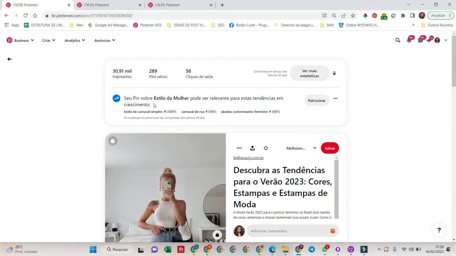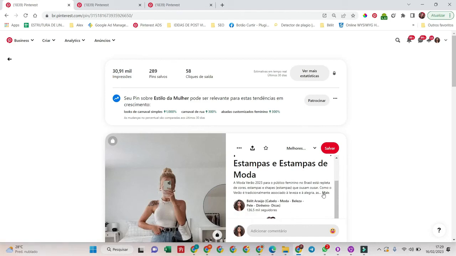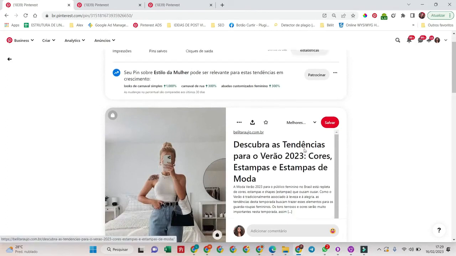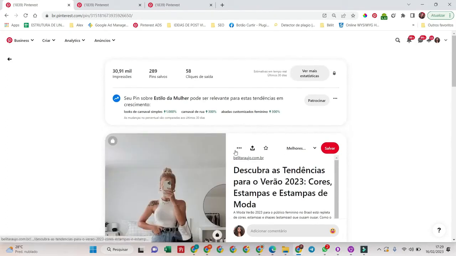The first thing he says here is his pin about women's style. That is, he's saying here that it's a category. I didn't say it here. Women's style is something related to that. Not even at the moment here I spoke right about it, but sorry, Pinterest understood that this pin is this page. Everything. Remembering, Pinterest gets everything.